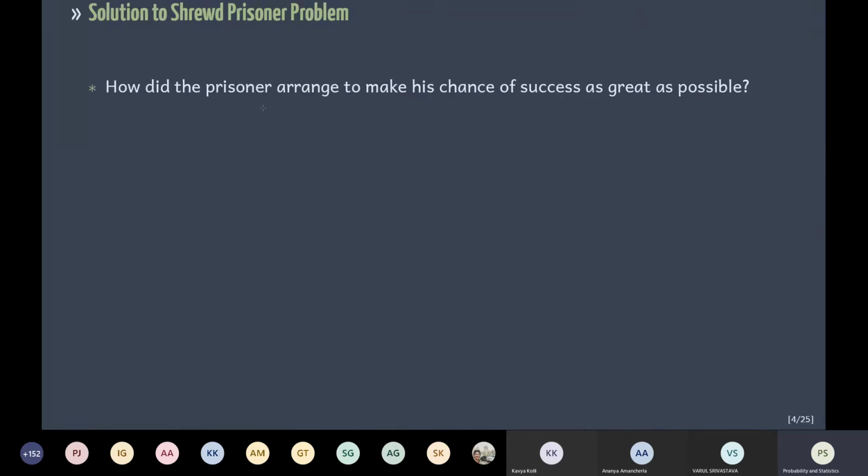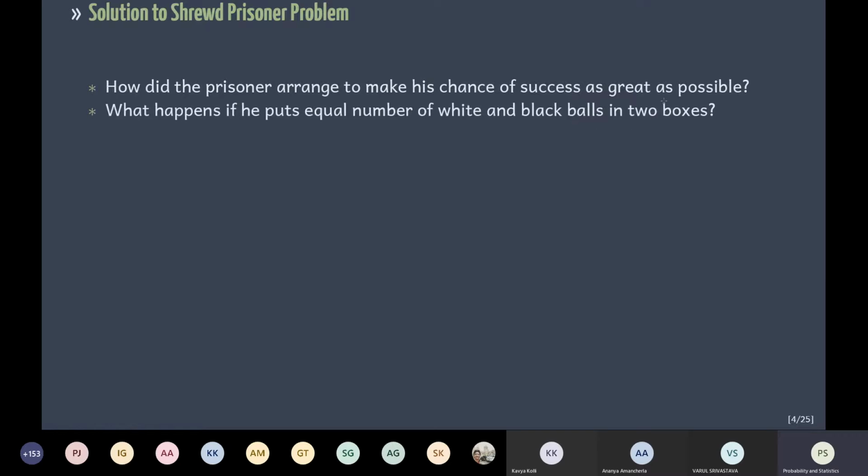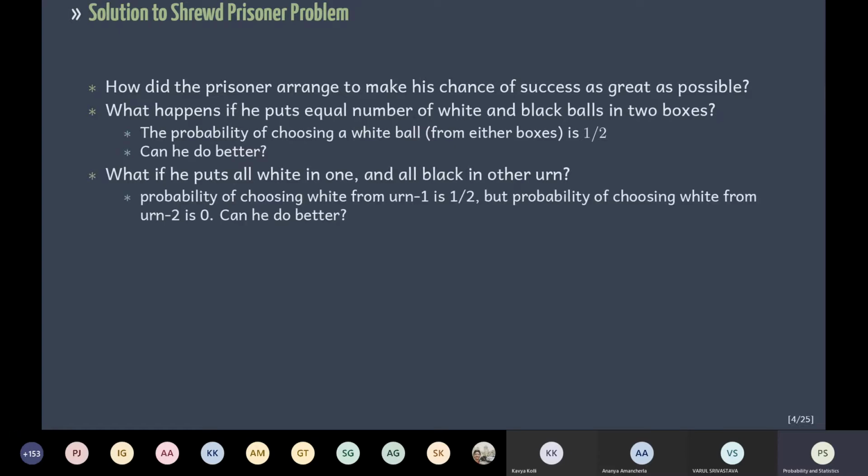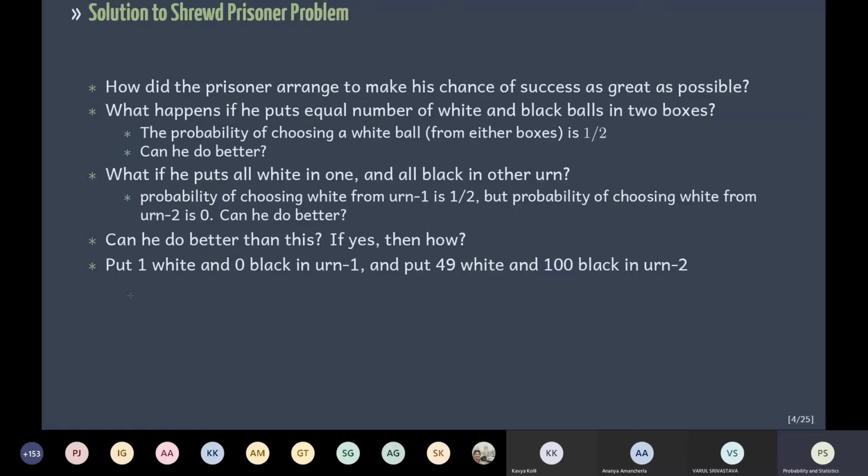Yeah, so the question is, how did the prisoner arrange to make his chance of success as great as possible? What happens if he puts an equal number of white and black balls into the boxes? This is something we already checked. The probability of choosing a white ball is half, so can he do better? What if he puts all white in one and all black in the other urn? This also we have described, and this is again half. Can he still do better? If yes, how? Well, what he can do is the following: put 1 white and 0 black in urn 1.